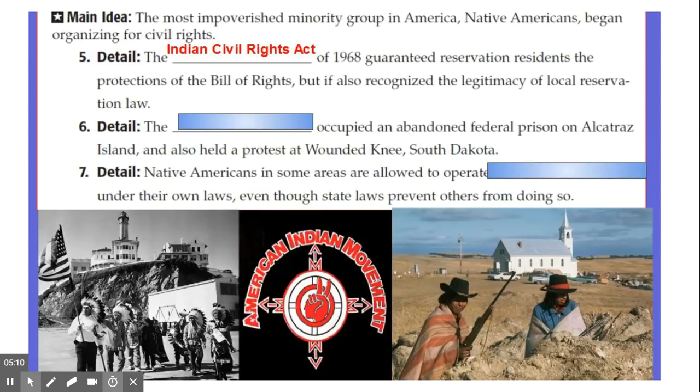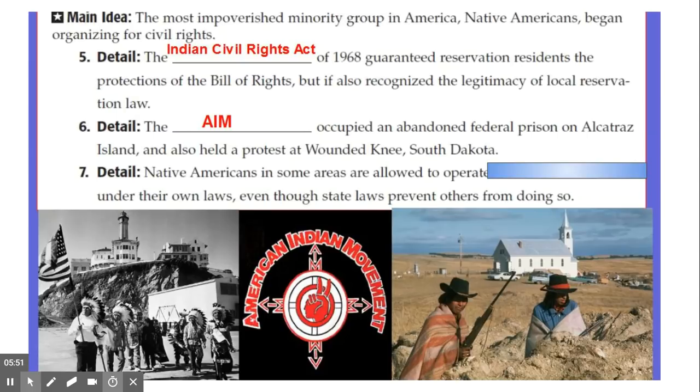There were other incidents. In number 6, the American Indian Movement, or AIM, occupied an abandoned federal prison at Alcatraz. Alcatraz Island is not very far from San Francisco, in the Bay Area. Starting in, I think, 1969, members of AIM occupied that site with the hopes of getting people to recognize that the federal government hadn't always upheld its promises, and that land once held by Native Americans was unjustly taken away from them.